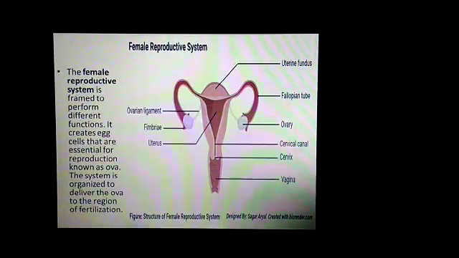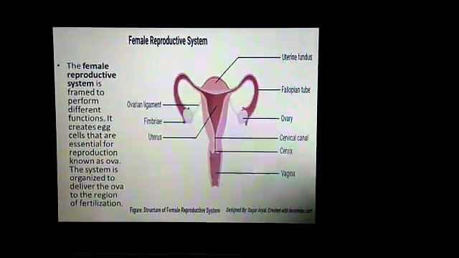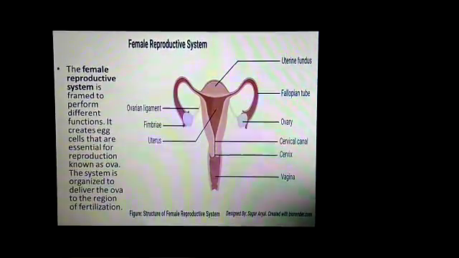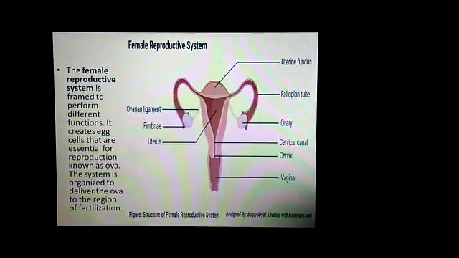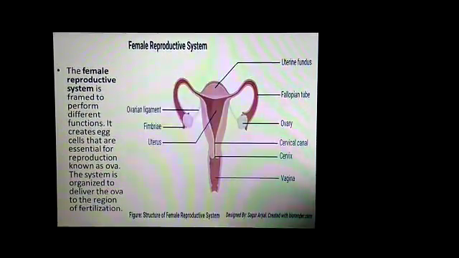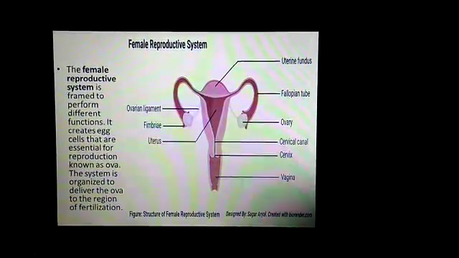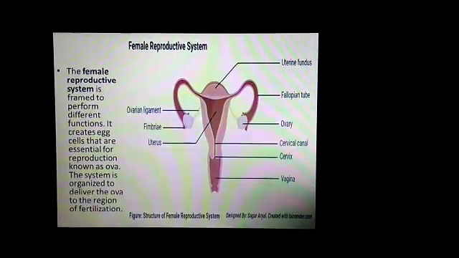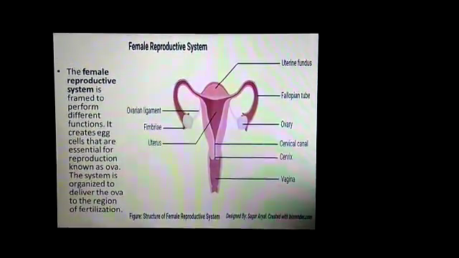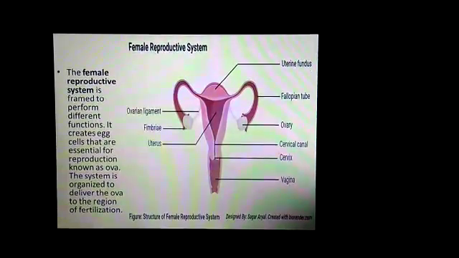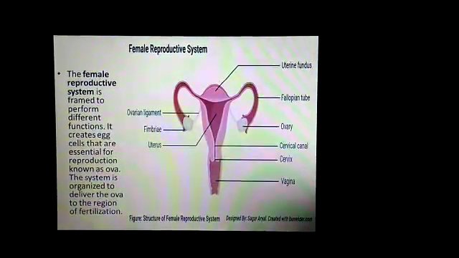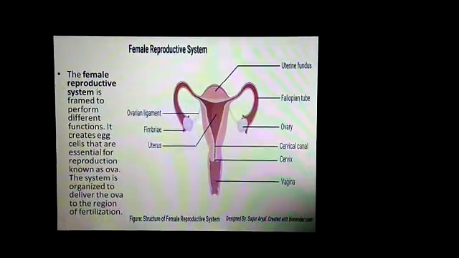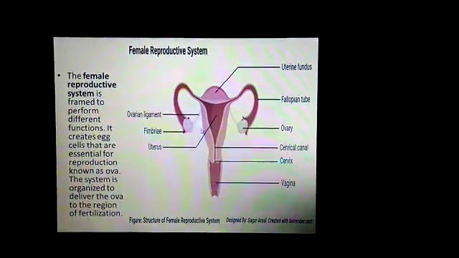The female reproductive system is framed to perform different functions. It creates egg cells that are essential for reproduction, known as ova. The system is organized to deliver the ova to the region of fertilization. This is the picture of the female reproductive system.